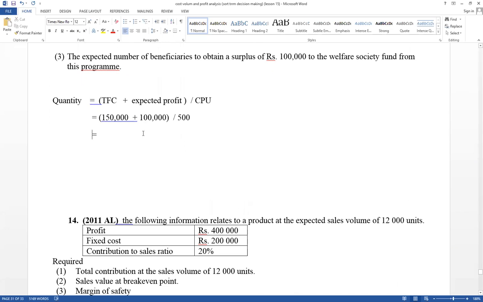Therefore, here the total amount is 250,000 divided by 500. The value is 500, therefore 500 participants. That is the expected number of beneficiaries. Therefore, the number of beneficiaries equals 500. To generate 100,000 surplus, 500 beneficiaries should participate.